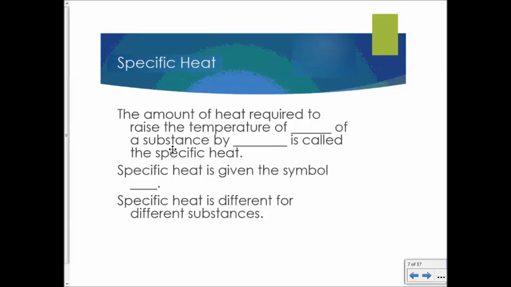We are going to be looking at the amount of heat required to raise the temperature of 1 gram of substance by 1 degree Celsius. 1 gram, 1 degree Celsius. It is known as the specific heat, and it's given the symbol C, or sometimes you'll see it with CP. Sometimes people just put the C and they leave out the CP. Specific heat is different for different substances. This is also an intensive property. It does not matter the amount. It's always going to have the same specific heat value. It's an intensive property. So write that down.